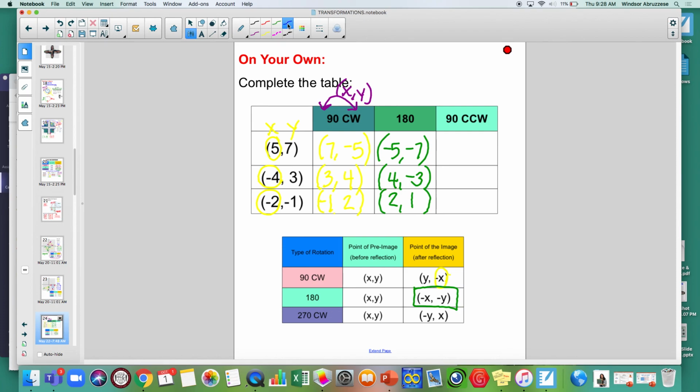And lastly, 90 degrees counterclockwise. We flip-flop x and y, and we do the opposite sign for y. So let me erase this here. Now I'm doing the opposite for y. So these numbers I'm going to change, do the opposite. So this would become -7, 5. Do the opposite of the 3, so that would be -3, and just tack on that -4. And do the opposite of -1, which is +1, and leave the -2. Let's try some examples.